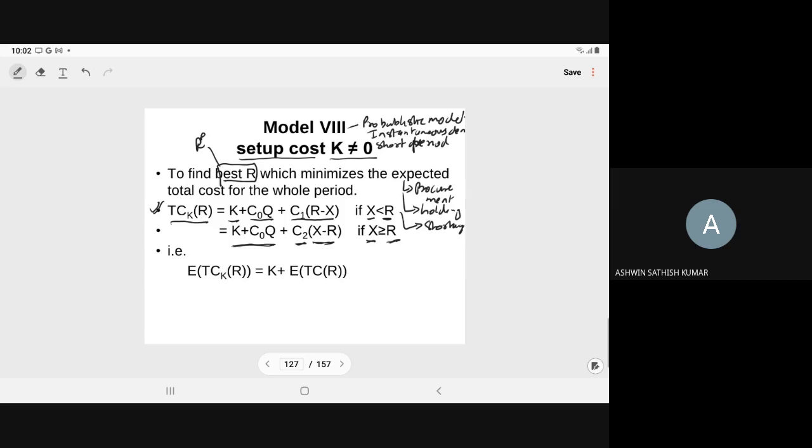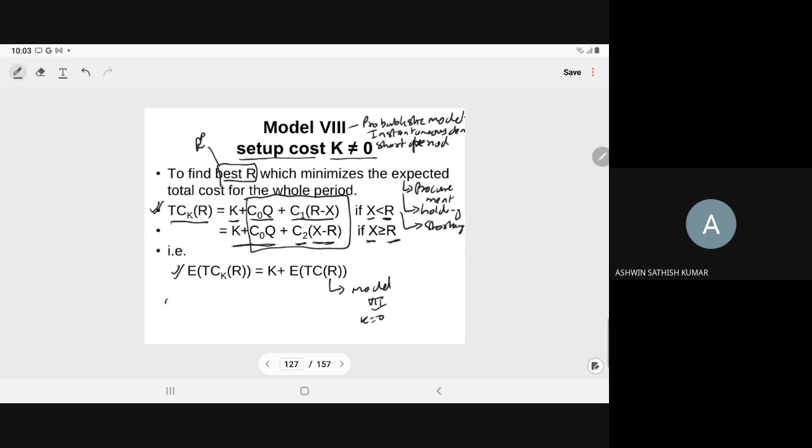If you see this much only, it is the same thing we studied in Model 7. It means we can say that ETCK is nothing but K plus ETC(R), which we computed in Model 7 where K is equal to 0. So ETCK is equal to K plus ETC(R). Now we have to determine the R star.